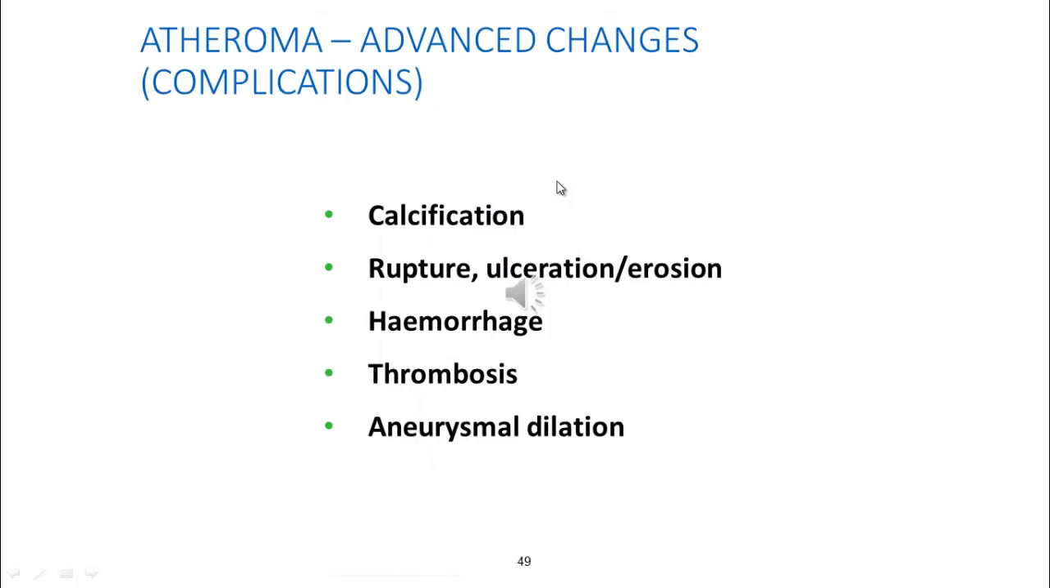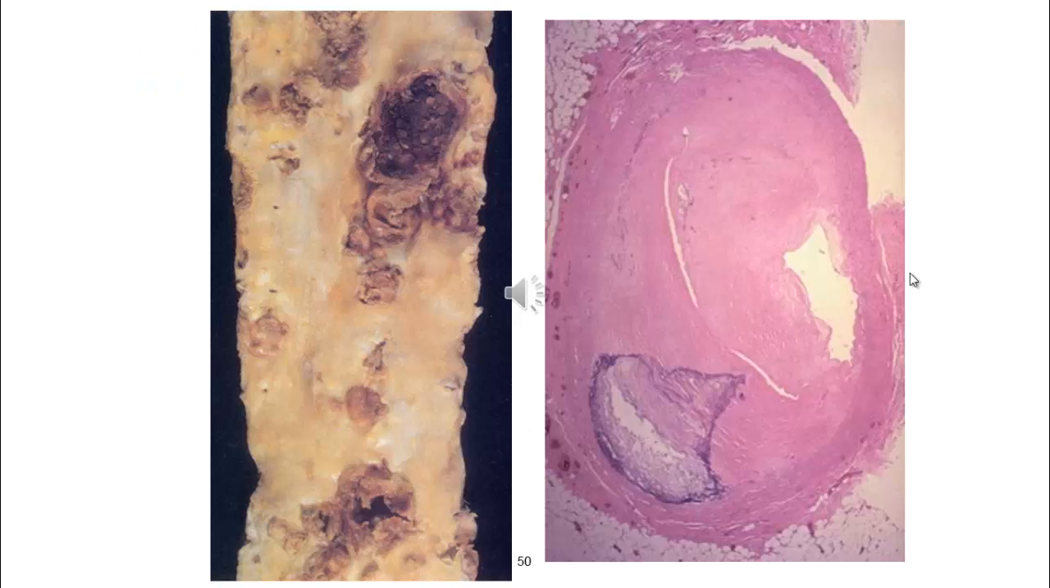The complications of atherosclerotic plaque can be calcification, rupture, ulceration and erosion, hemorrhage, thrombus formation, and aneurysmal dilatation. In this plaque, you can see a blue area on the right side of this picture, which indicates calcification within this atherosclerotic plaque.